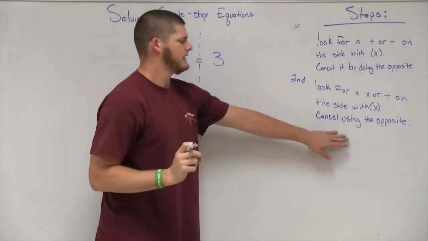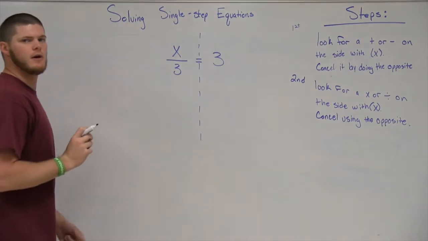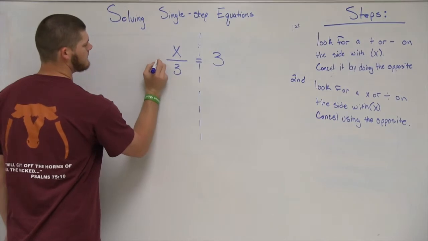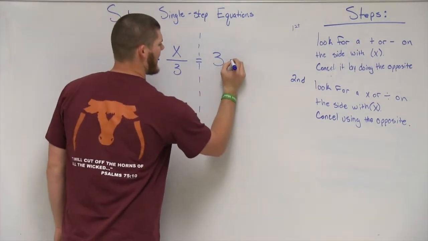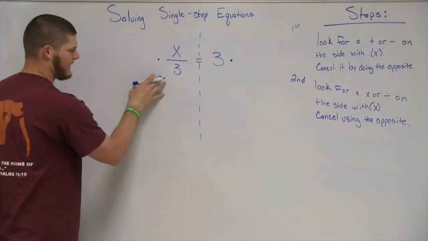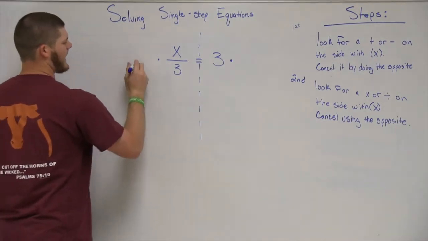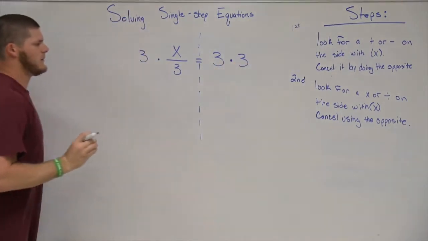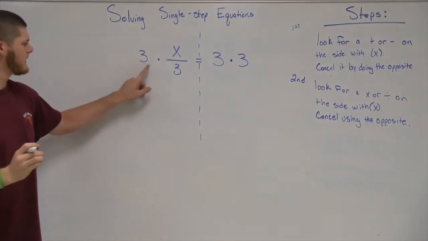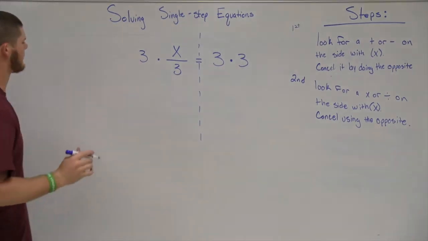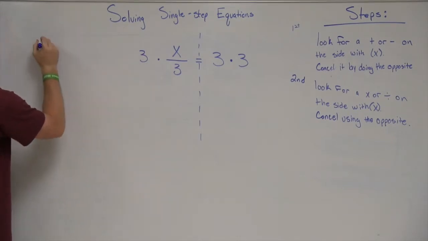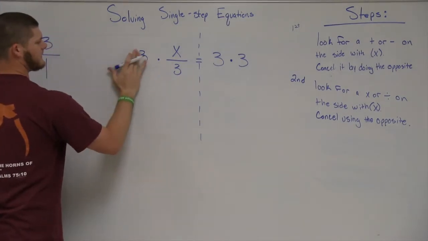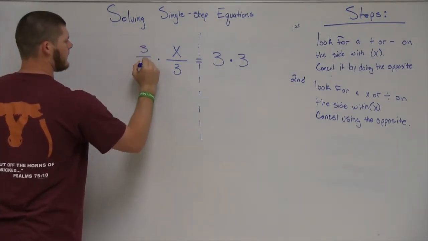So, we're going to cancel it by using the opposite sign. So, the opposite of divide is multiply. So, what we're going to do is we're going to multiply both sides by the number we are dividing by. So, the number we're dividing by is 3. So you might think, well, how does this 3 here cancel this divided by 3 here? Well, if we were to write the number 3 as a fraction, it would be 3 over 1. So let's substitute that in here, 3 over 1.